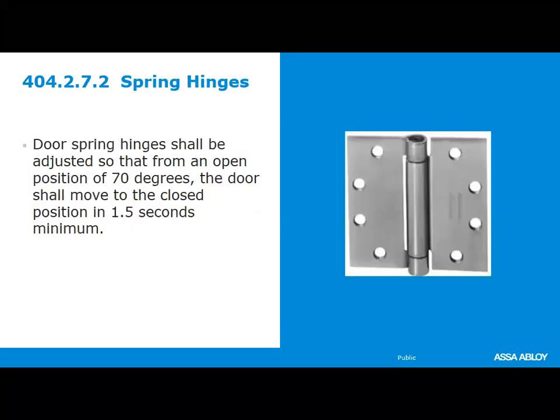Spring hinges can be used on doors that are accessible. If you do use them, they need to be adjusted so that from an open position of 70 degrees, the door shall be closed in 1.5 seconds minimum.